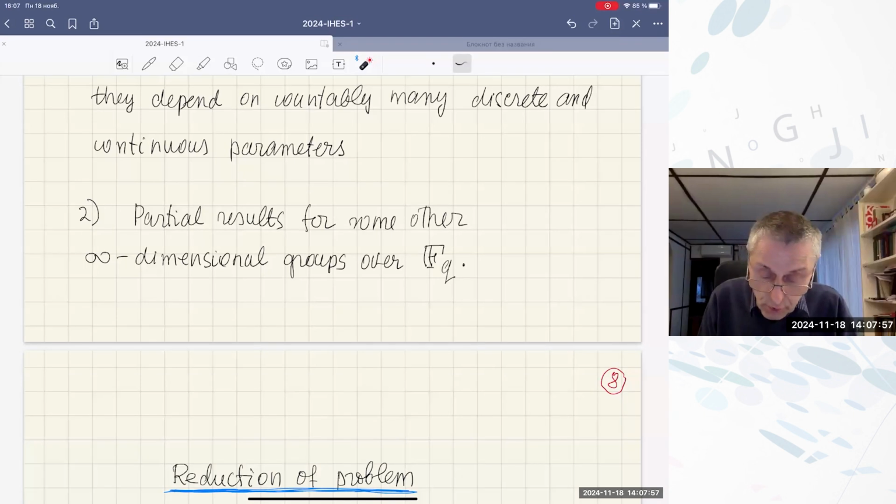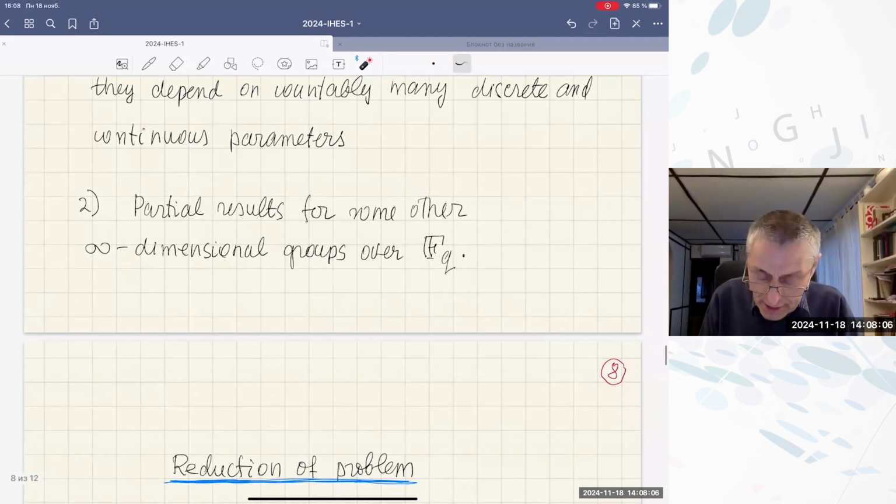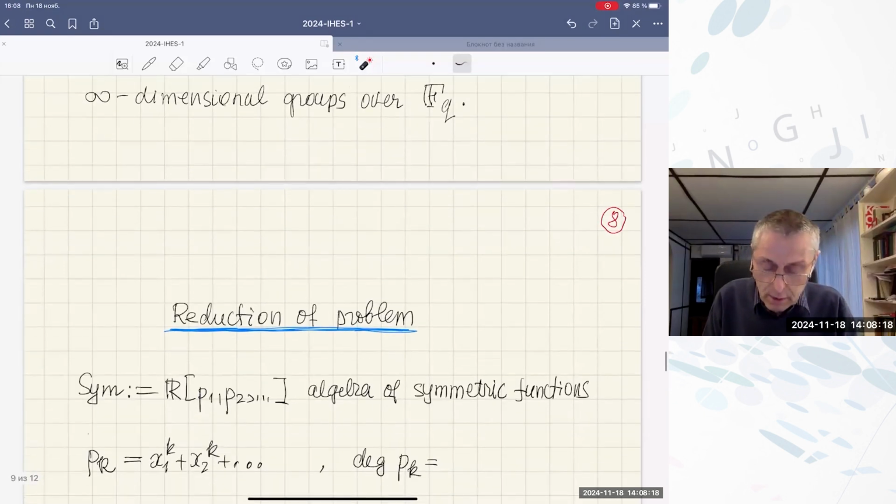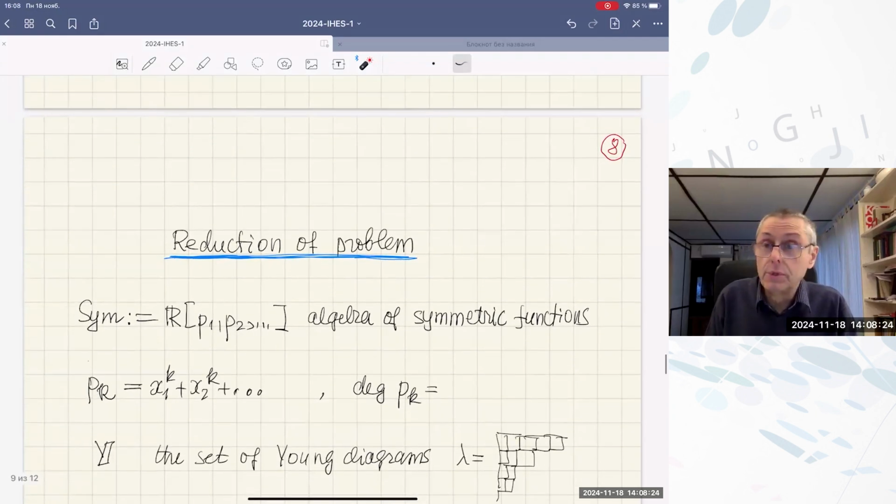But first of all, what kind of mathematics is behind this problem? It turns out that the subject is related to some very special problems of algebraic combinatorics. So I would like to explain some kind of reduction of the problem. So I need some definitions.